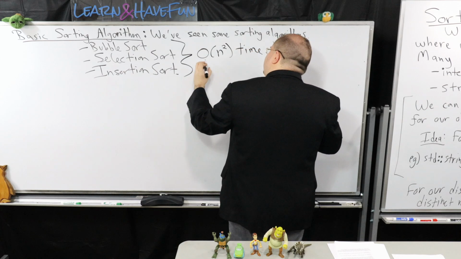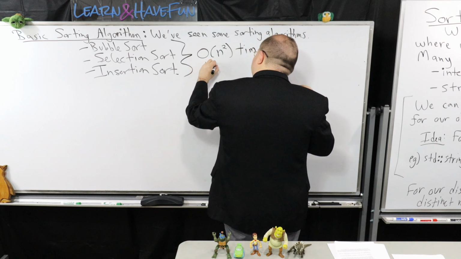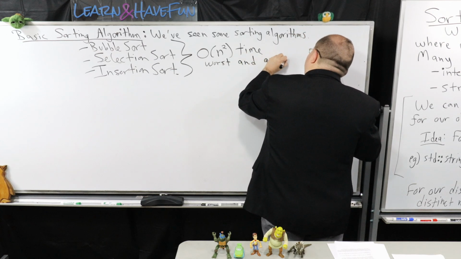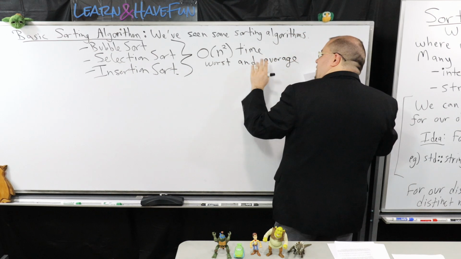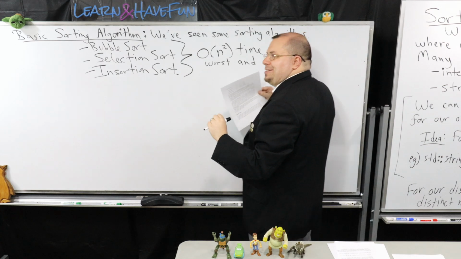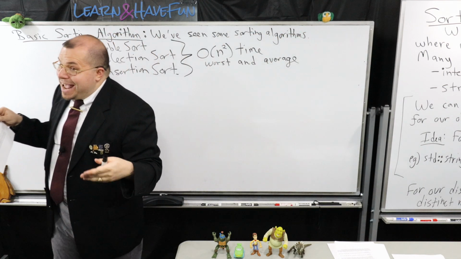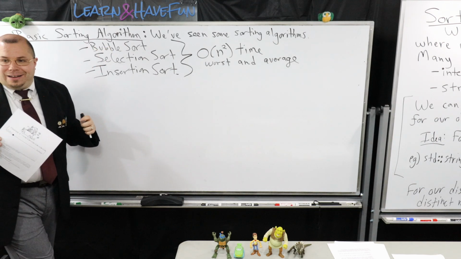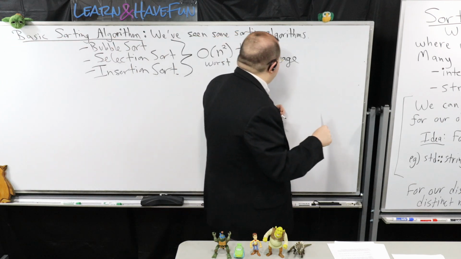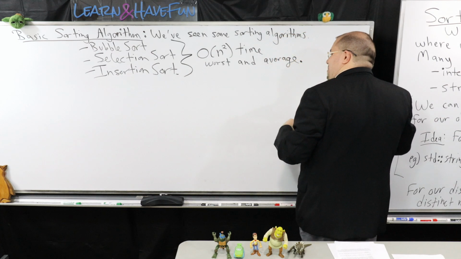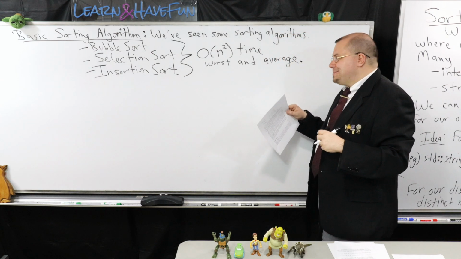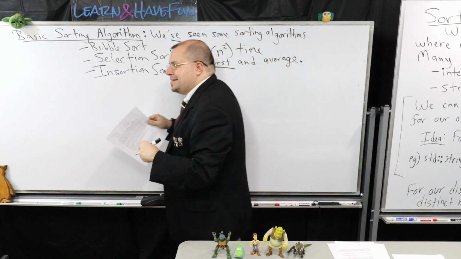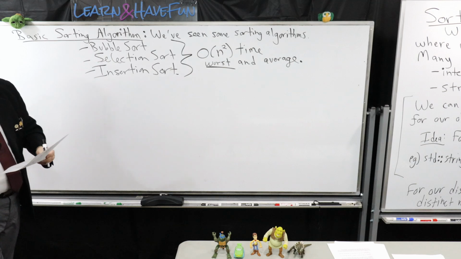And this is true both for worst and average case. So if you ask me about the average case time complexity of any one of these three, I'll tell you it's big O of n squared. Their behavior is not going to deviate from quadratic on average. So you shouldn't expect it to be any worse, but most certainly it won't get much better than that. So just keep that in mind.